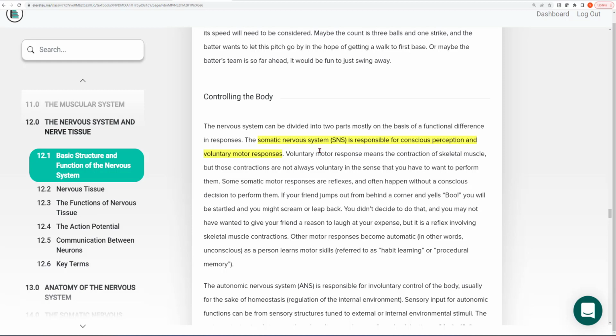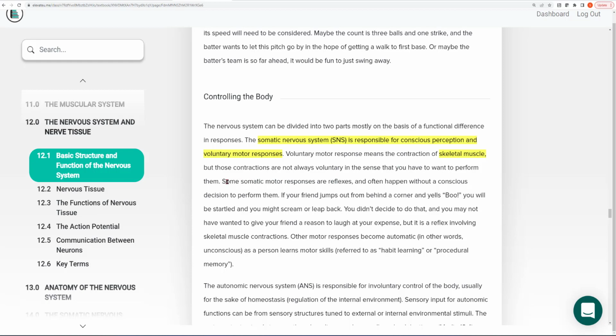So this is all about voluntary control. That means, and you know, that the only muscles that are voluntary are your skeletal muscles. So the somatic nervous system is all about conscious perception, right? You're aware that it's happening, and the potential movement of your skeletal muscles. Now, the only time that your skeletal muscles move involuntarily is in reflexes.